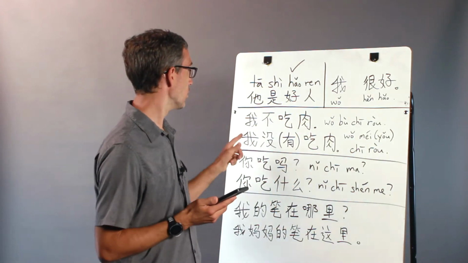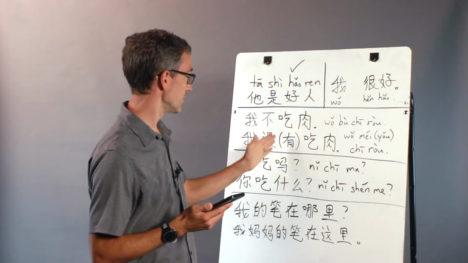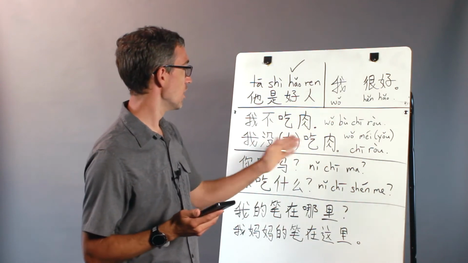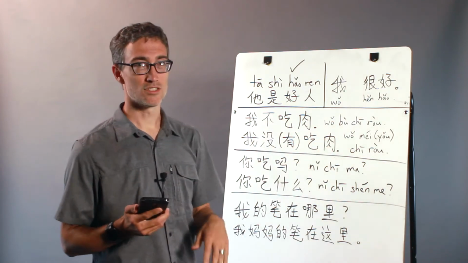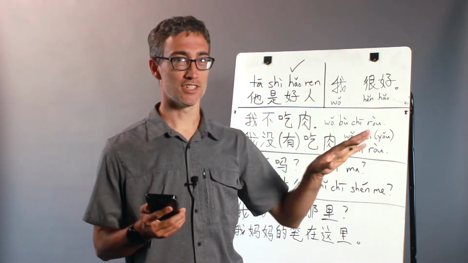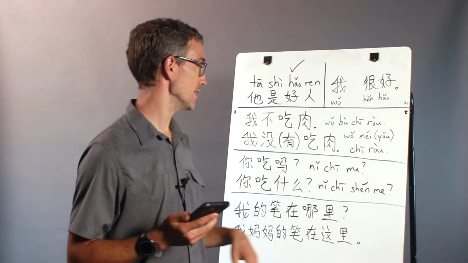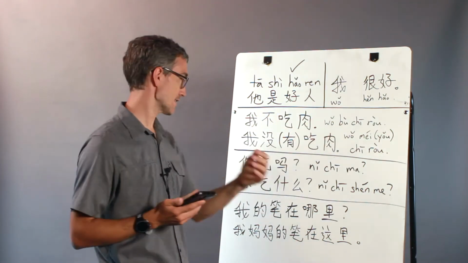Both are 不. Or 我没 or 没有, interchangeable. 我没吃肉. I did not eat meat. So that's talking about a past action that didn't happen. 我没吃肉. I did not eat meat in that case.